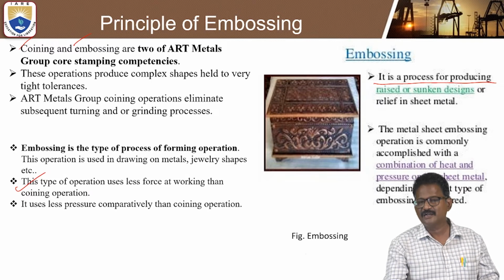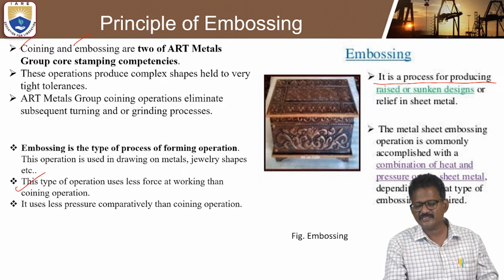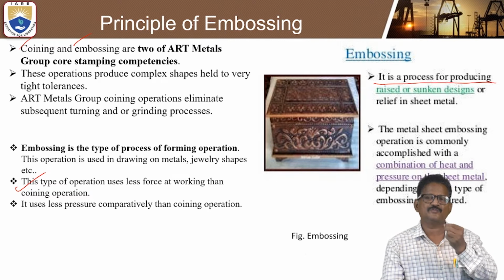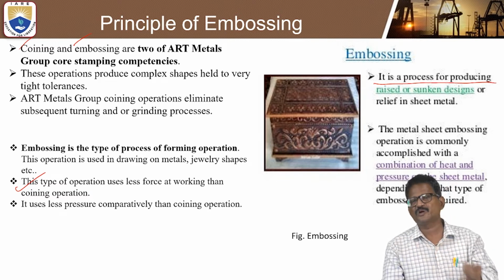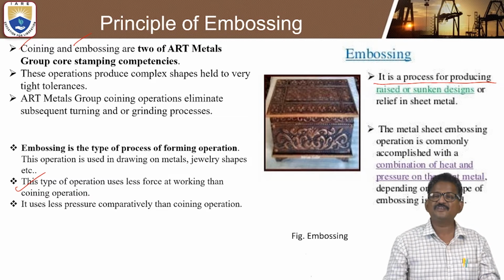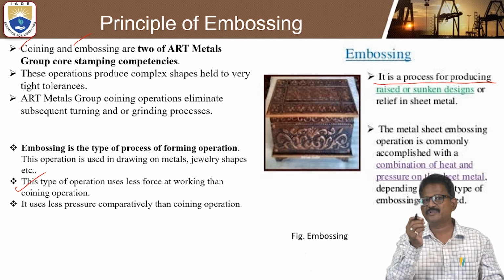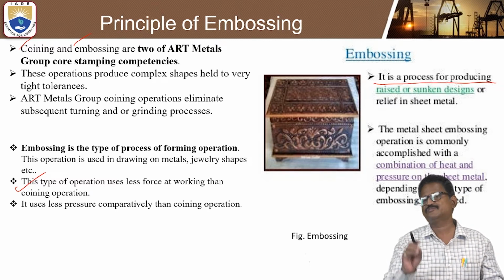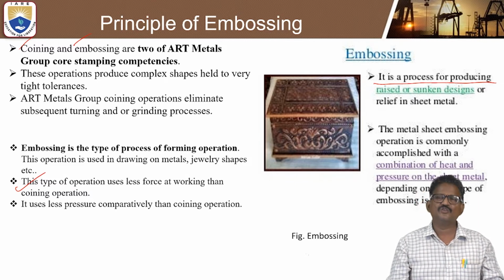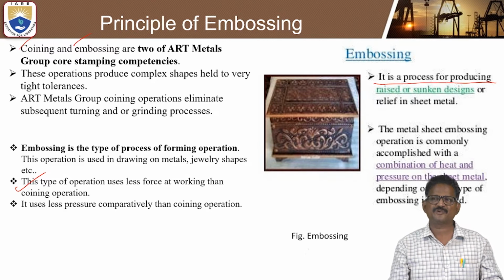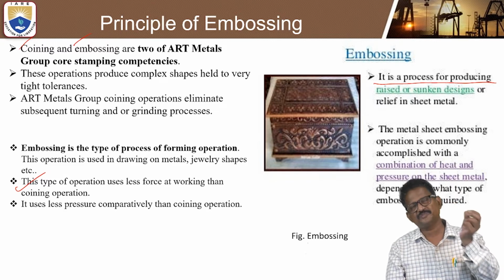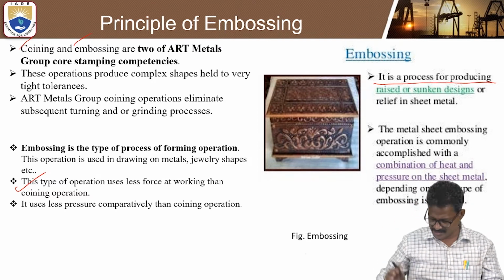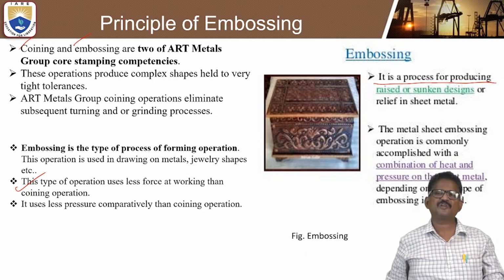You can see in this diagram how complicated the design is, and even a tiny dot, which is some milligrams, if it comes out, is a problem. That is why for complex designs the person should have some art of skill, to make complex shapes easily by applying little or low pressure and low force. So embossing is a process of producing raised or sunken designs, or relief, on the sheet metal. This is the basic principle of embossing.